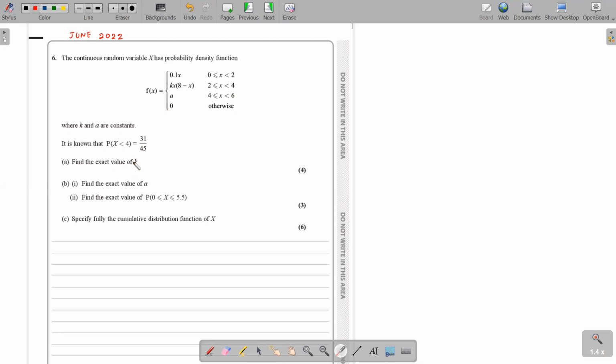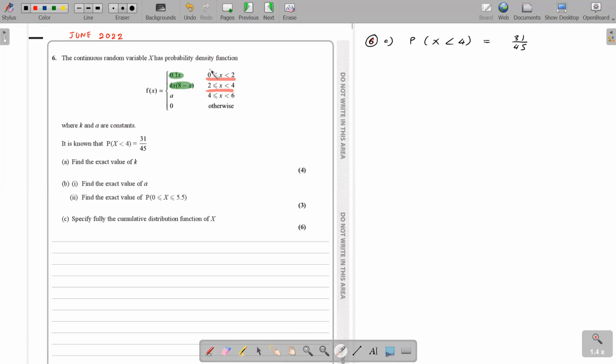So how do you find the exact value of k? So basically what you need to do here is, they have told you the probability that x is less than 4 is equal to 31 over 45. We are working with continuous data, right? So you can see here x value less than 4 means we start with x value 0 and go up to 4, right? So this involves these two regions, and therefore, it involves these two PDFs, right?